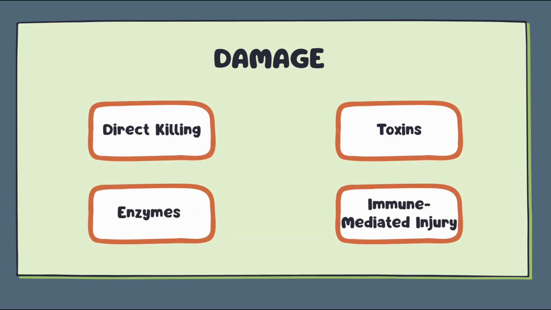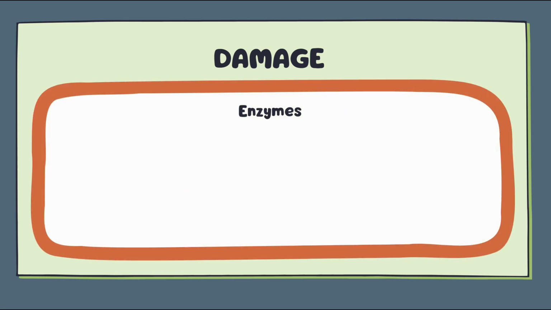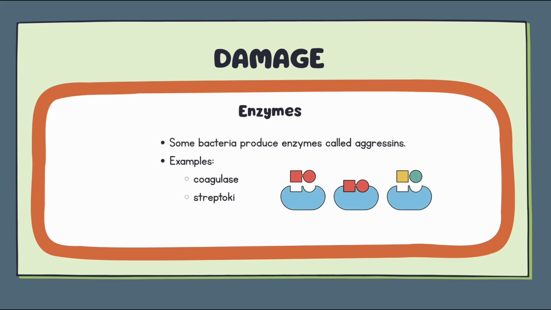Now, the third mechanism that pathogens can use to cause damage is enzymes. Another mechanism is bacterial enzymes, sometimes called aggressins. Examples include coagulase, streptokinase, and collagenases. Now, these enzymes destroy components of the extracellular matrix, and they damage blood vessels. So as a result, blood supply to the tissues may be impaired, and this leads to ischemia.